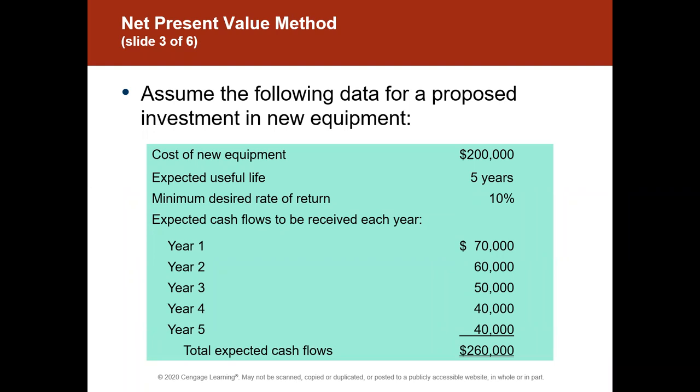So again, we have this example: cost of the new equipment, expected useful life, minimum desired rate of return. This is new. Sometimes they'll call it your target rate of return. This is how much the business has decided they want to earn on an investment, because usually that gets set based on what their ROI is on other things, right? So if our ROI is 10%, we don't want a new investment that earns less than that. But this will be given to you in a problem. And then the expected cash flows to be received each year.